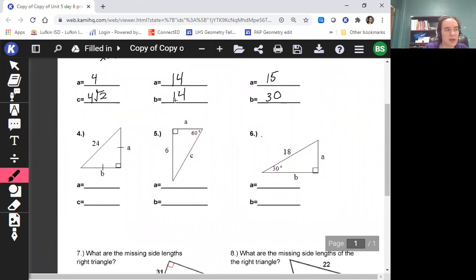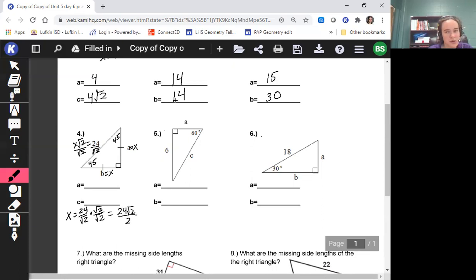Our next one, we have an isosceles right triangle. So this is a 45, 45, 90 triangle. Again, our short sides are both x. Our long side is x square root of 2. So we need to solve for x on this one. So we need to divide by the square root of 2 on both sides. And that'll get us x equaling 24 over the square root of 2. But we can't have a radical in the denominator of a fraction. So we need to multiply by the square root of 2 over the square root of 2. And that gets us 24 square root of 2 over 2.